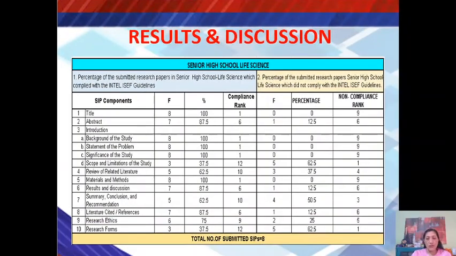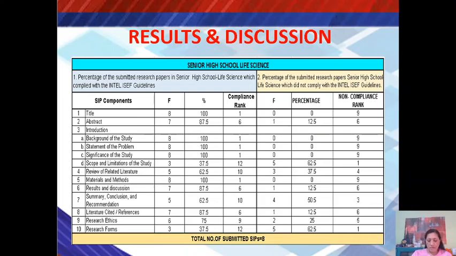In senior high school level, results revealed that the title, background of the study, statement of the problem and significance of the study, and materials and method, which is 100%, were the most complied research part based on INTEL ISEF guidelines, followed by abstract, result and discussion, and literature cited references, which is 87.50%. And lastly, research ethics, 75%.